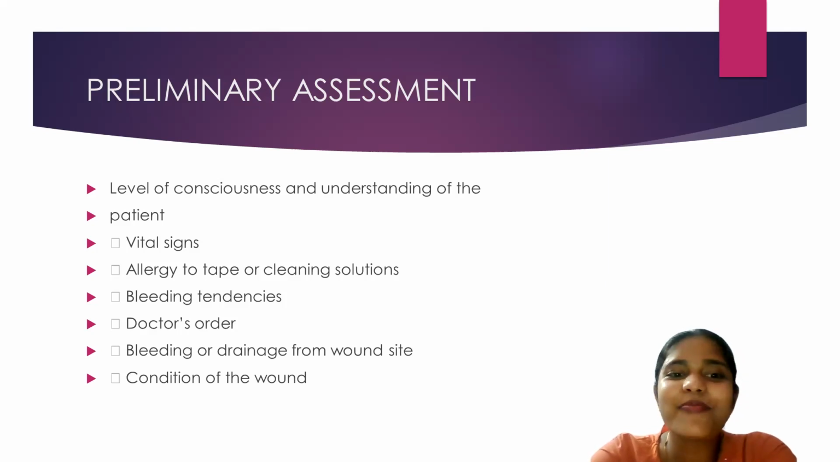Next, you can see bleeding or drainage from the wound site. You have to check the bleeding or drainage from the wound site. If any purulent discharge is coming from the wound, you have to inform the doctor. After that, the doctor will decide which type of dressing we have to apply on the wound. And next, you have to check the condition of the wound, the assessment and the width of that wound, especially in pressure injuries. So you have to check with the Braden scale.